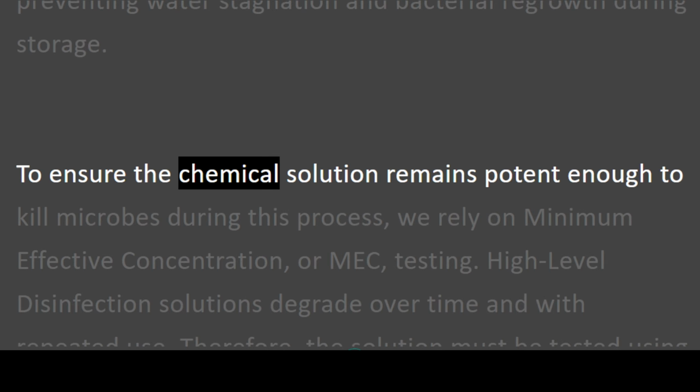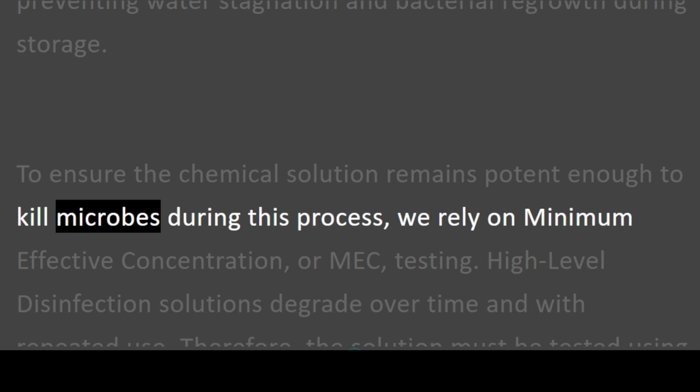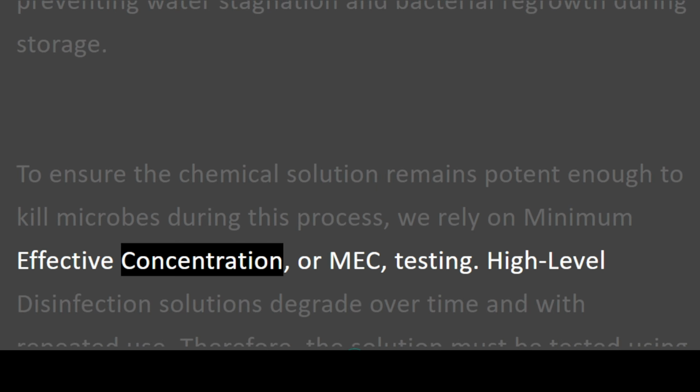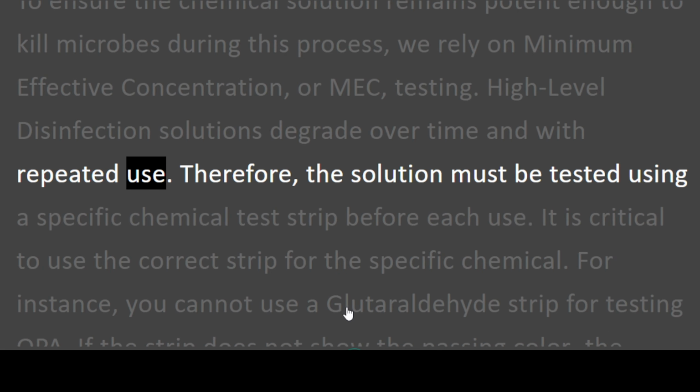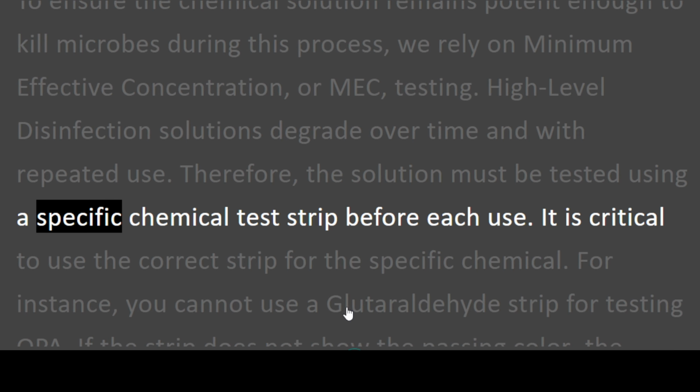To ensure the chemical solution remains potent enough to kill microbes during this process, we rely on minimum effective concentration, or MEC, testing. High-level disinfection solutions degrade over time and with repeated use. Therefore, the solution must be tested using a specific chemical test strip before each use.